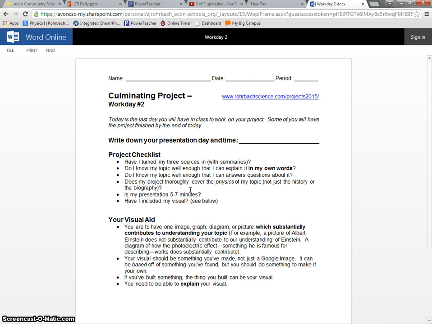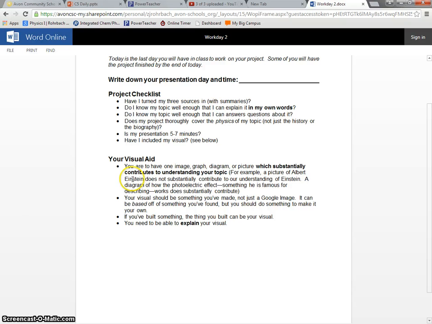The next thing is that your project should be 5 to 7 minutes in length of presentation. And make sure you have a visual. Remember what we said about visual? You need to have one image, graph, diagram, or picture which substantially contributes to understanding your topic. For example, a picture of Albert Einstein does not count. You would need to do a diagram about some science that he was famous for, not just a picture of a scientist. And you should do something to make it your own, not just a Google image.